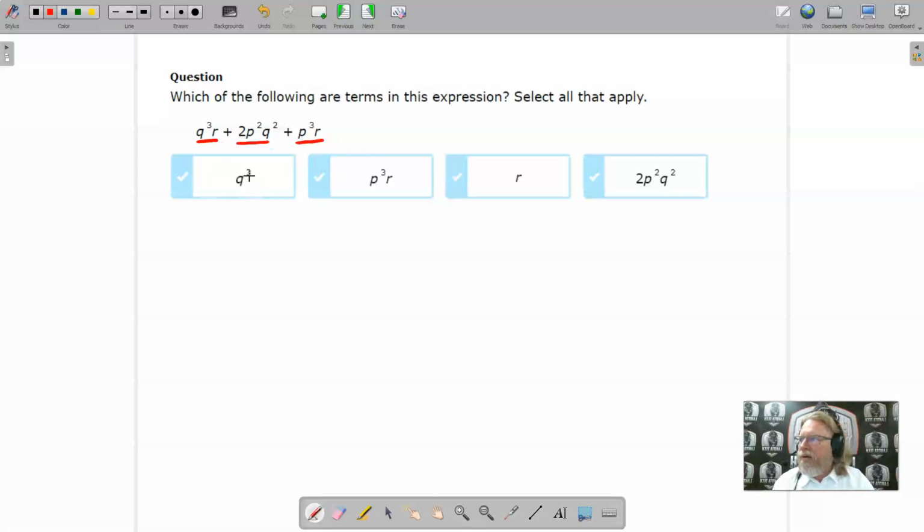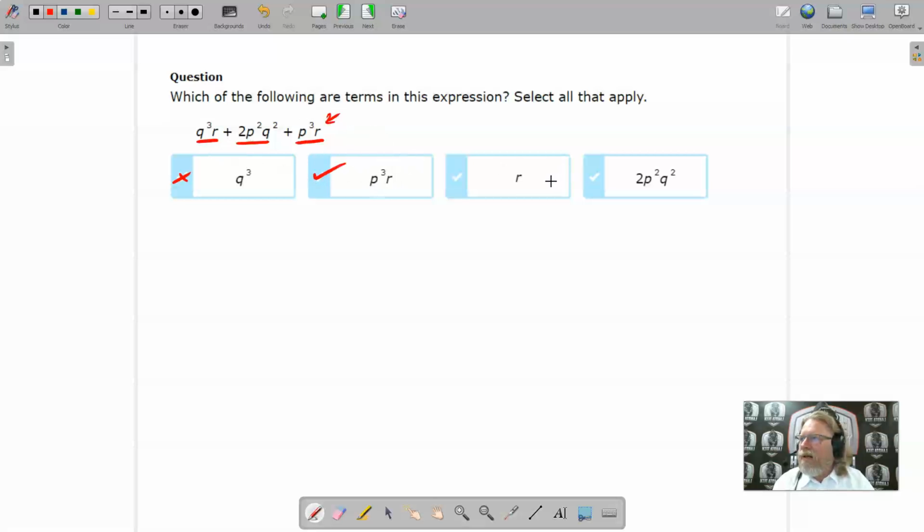What about q cubed? Well, I don't see q cubed by itself. Now you might say, well, here's q cubed right here, but that's not the entire term. It has to be the term itself. So this one's not going to work. P cubed r. P cubed r. Oh, right there it is. P cubed r. That's the third term, so that one's good to go.